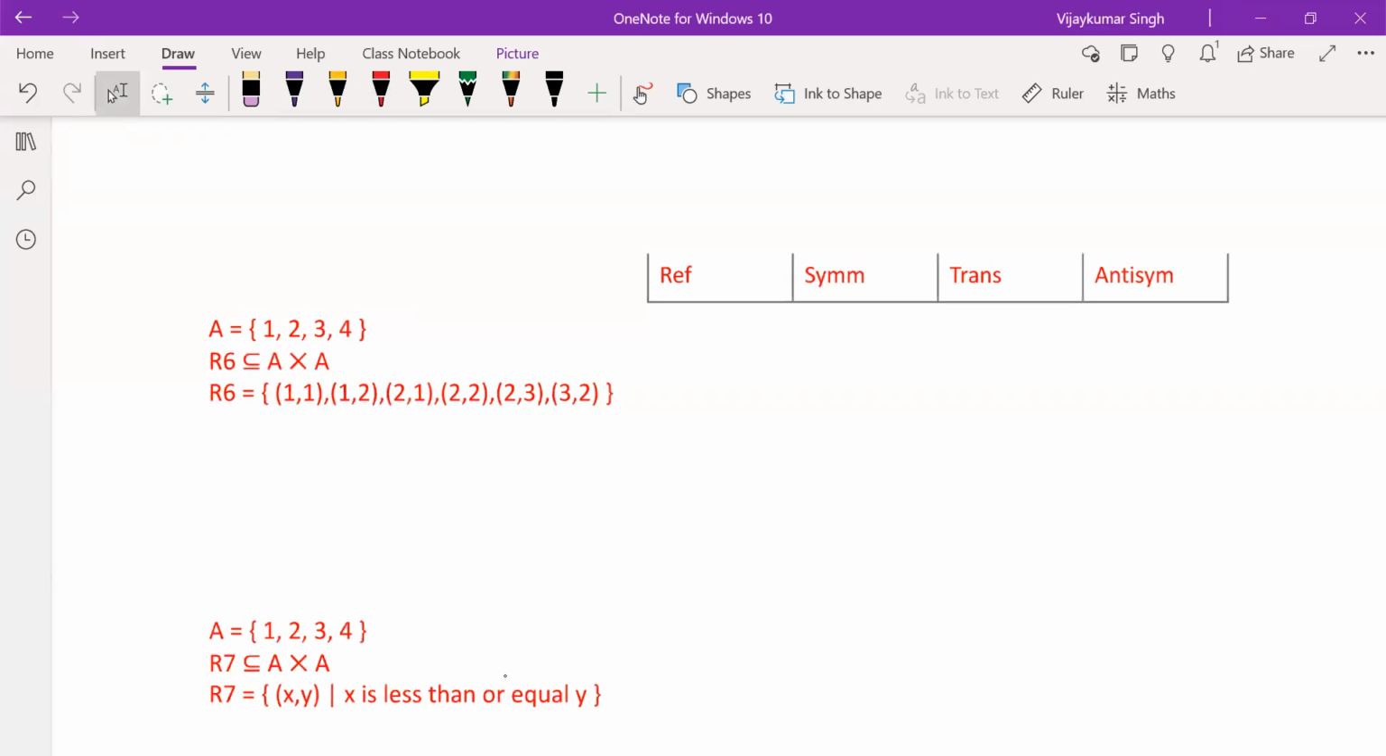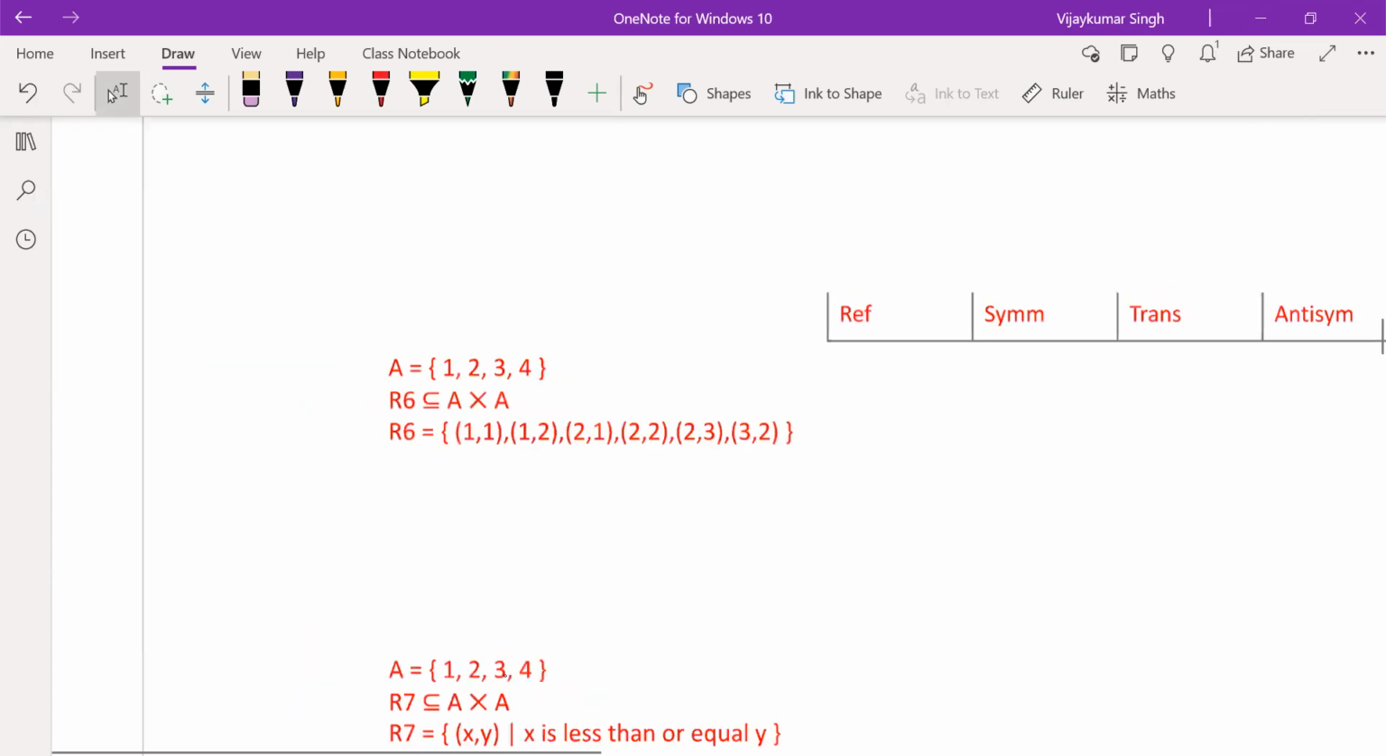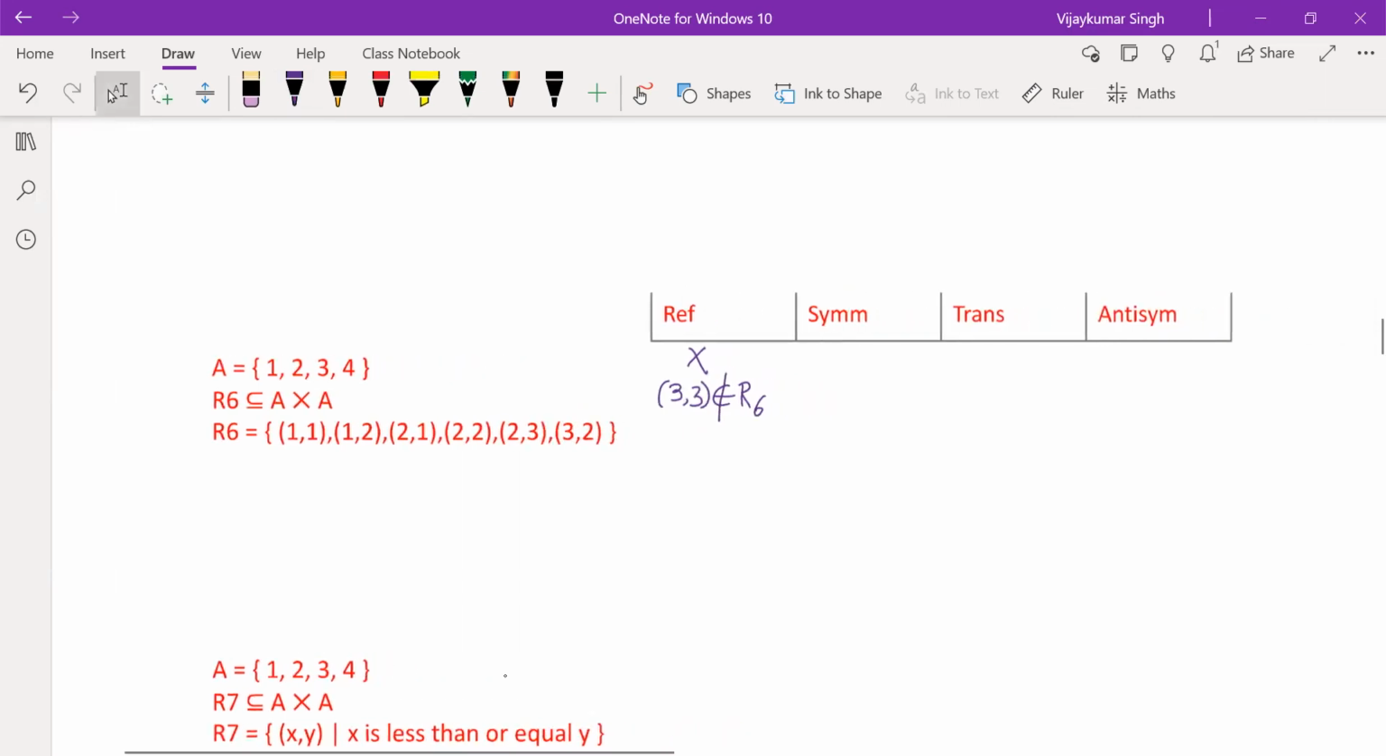The question: is it reflexive? Why not reflexive? No, because (1,1) is there, and (2,2) is there, but (3,3) is not there. It does not belong to R6. Yeah, that's the justification. What about symmetric?